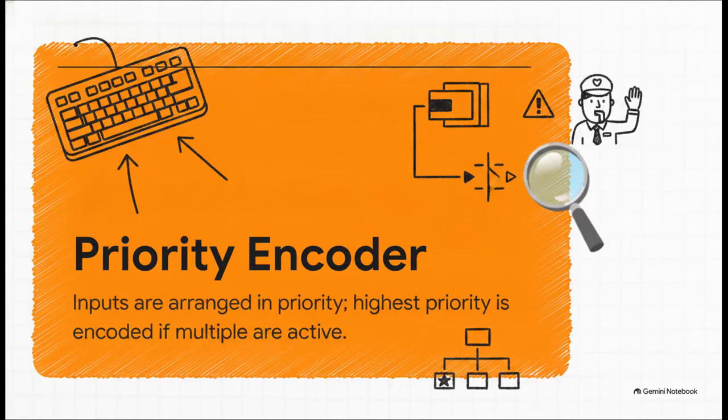Which brings us right back to our keyboard question from the beginning. This is solved by a specific type of device called a priority encoder, and this concept is absolutely crucial. In a priority encoder, inputs are arranged in a strict hierarchy from lowest to highest priority. Why does that matter? Well, imagine you accidentally mash 2 keys on your keyboard at the exact same millisecond. The priority encoder instantly looks at both active inputs, completely ignores the lower one, and solely encodes the highest priority input. It's kind of like a built-in traffic cop for digital signals.